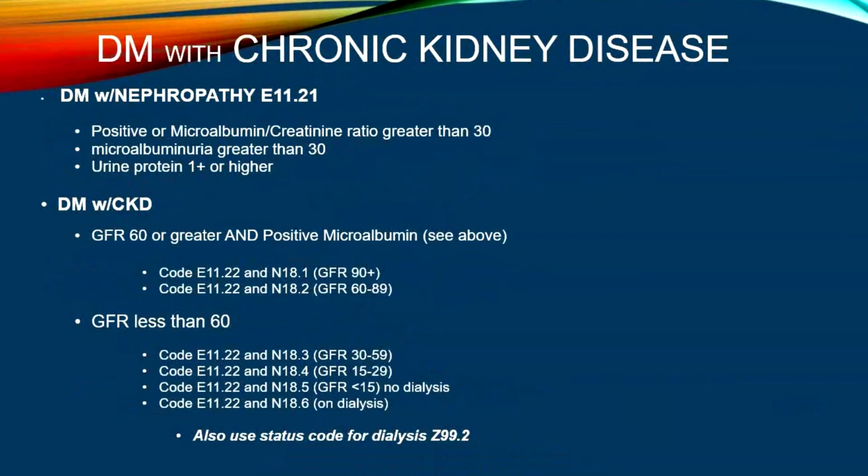Once you get to stage 3, your only qualifier is the GFR score. And based on the score is the appropriate stage, 3, 4, or 5. And then, of course, stage 6 is on dialysis. And don't forget to use the code for dialysis status.